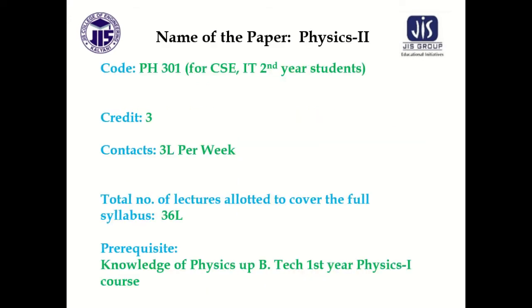This is the details of the paper. Your paper name is Physics 2 and the paper code is PH301. It is a 3 credit paper containing 3 lectures per week, and a total of 30 lectures will be available for all of you.